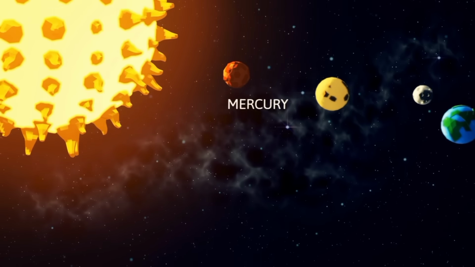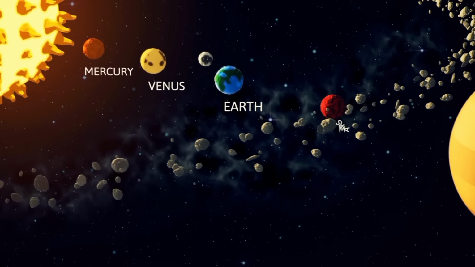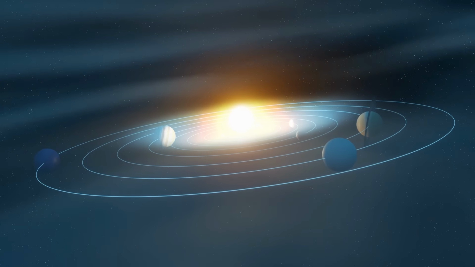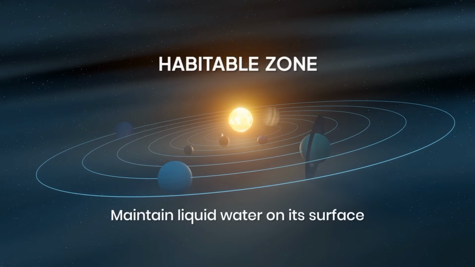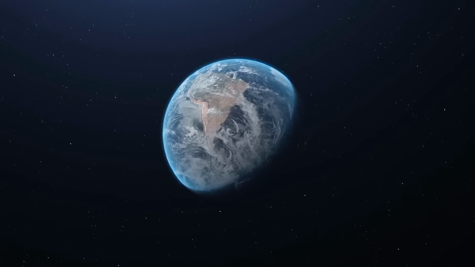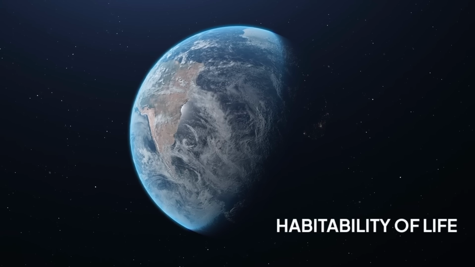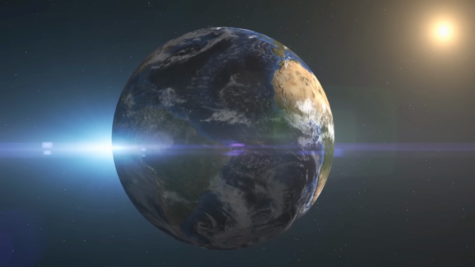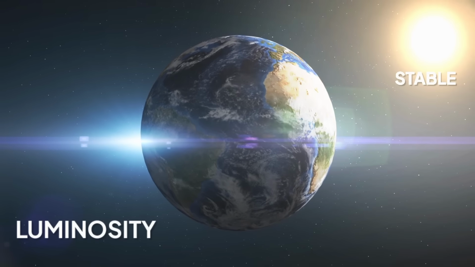For a planet to sustain life, it must be a comfortable distance away from a star, such as the Sun of our solar system. Around a star, there is a shell-shaped region called the habitable zone, where a planet can maintain liquid water on its surface. If a planet lies in this region, then there is a good chance for the habitability of life on the surface. For a planet, it's important that the stars closest to it are stable in terms of their luminosity.